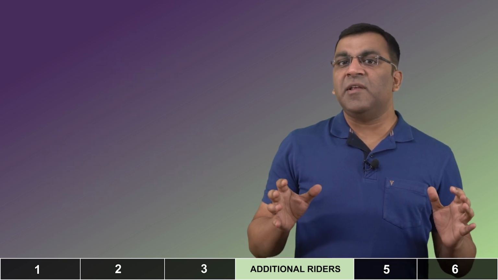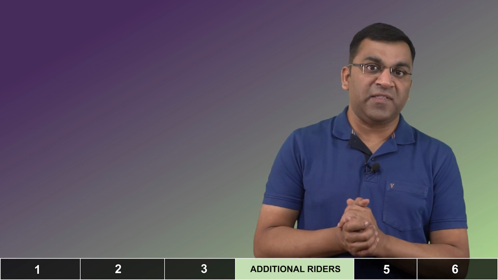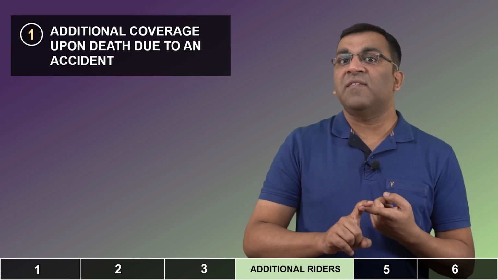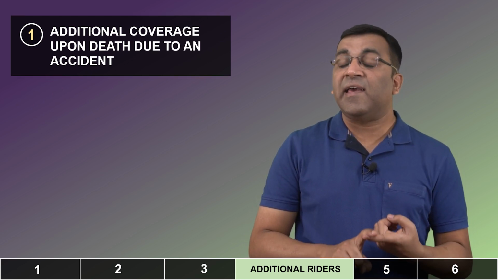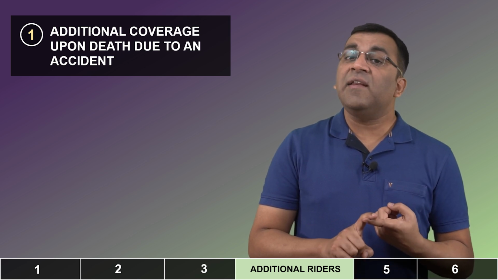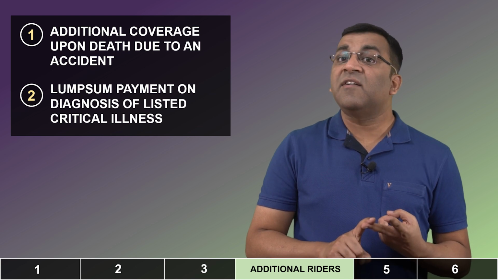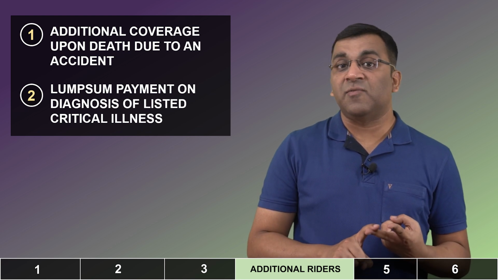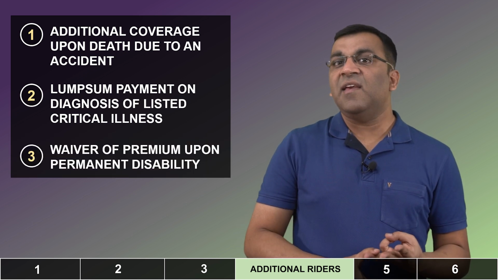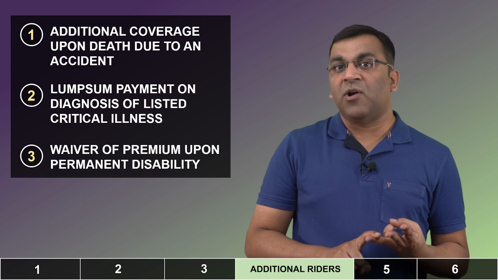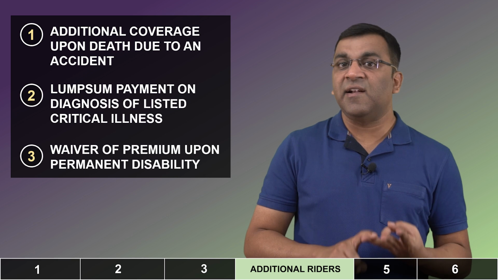Now, life insurance companies offer a limited set of riders which come at an extra cost, and there are four major ones here. The first is additional coverage for accidental death, wherein if the policyholder were to die in an accident, then an amount in addition to the basic death cover is paid. The second popular rider is a critical illness cover, where a lump sum amount is paid on the diagnosis of a listed critical illness. Rider 3 is a waiver of premium on disability, where future premiums are waived off if the policyholder is rendered permanently disabled.